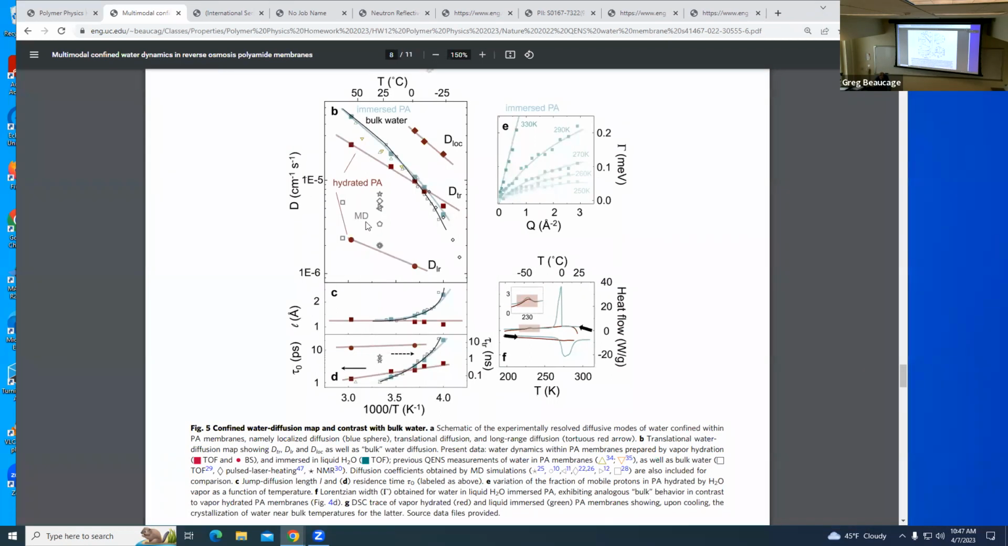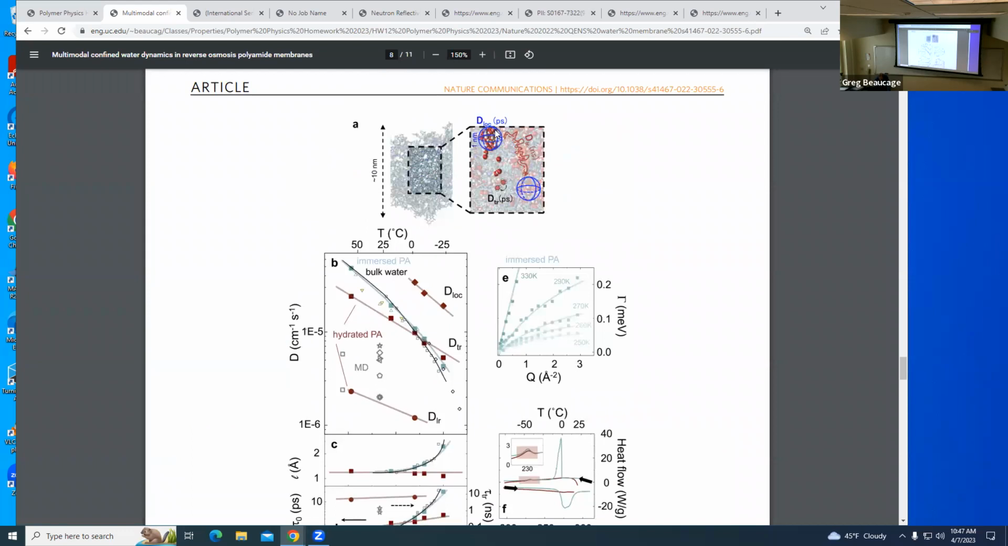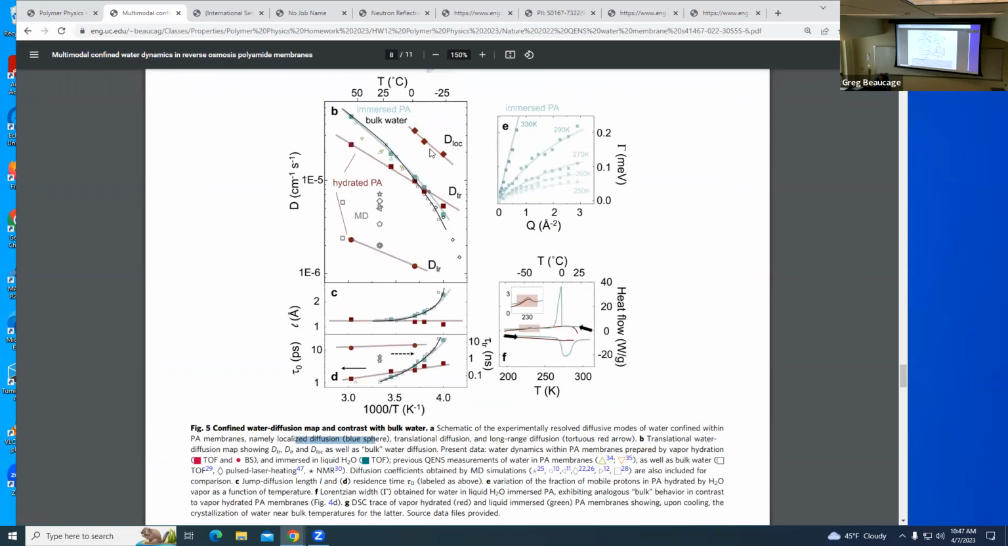Anyway, this is all the components of the things. Let me just read through this. Schematic of the experimental result: diffusive modes of water confined within the polyacrylamide membranes, namely localized diffusion. Okay, so this is A. Localized diffusion is just water diffusing. That's D local, versus 1 over T. If that's a straight line and this is log, then that's an activated process, I guess is what he's saying here. This is an Arrhenius plot. That thing is 1 over T, and the slope is the energy.